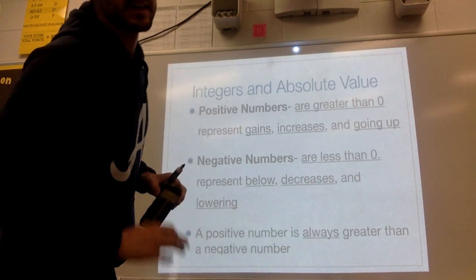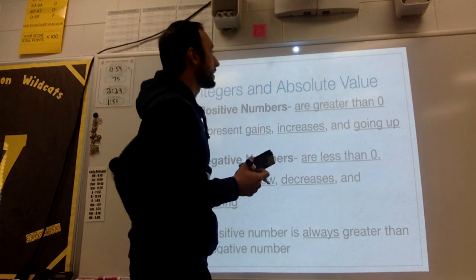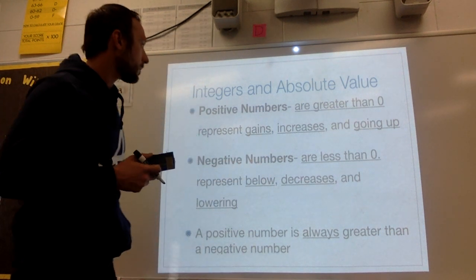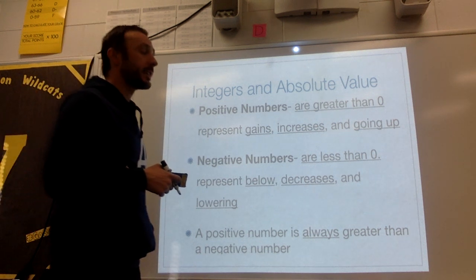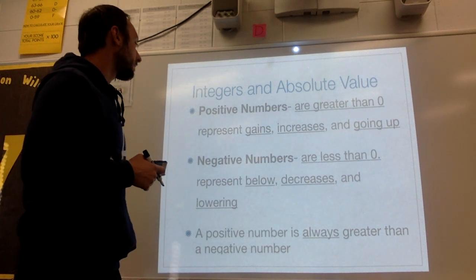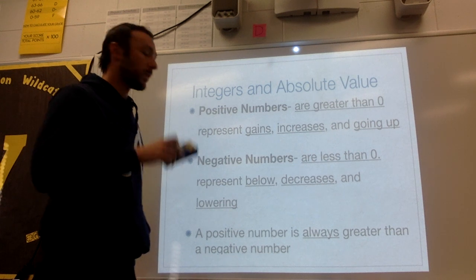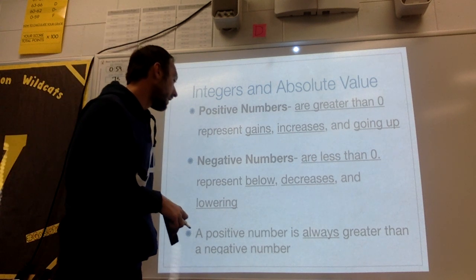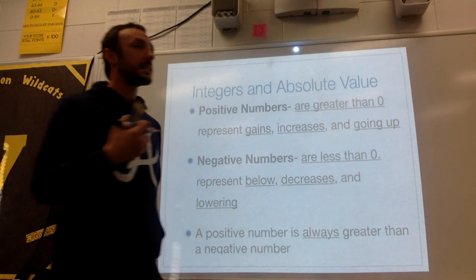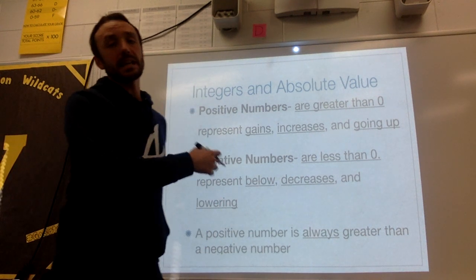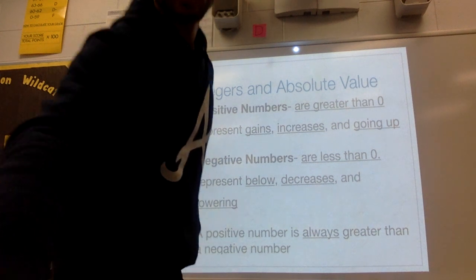The next slide says we are going to start representing situations with integers. Positive numbers are greater than 0, and they represent gains, increases, and going up. Negative numbers are less than 0, and they represent going down, decreasing, lowering. And a positive number is always greater than a negative number. So positive 18 will always be bigger than any negative number in the entire world.